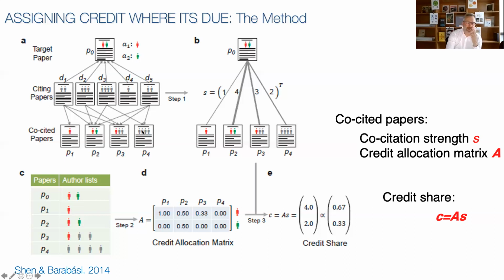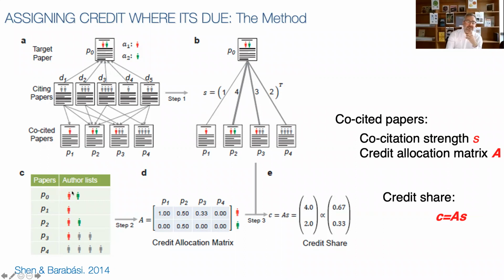And then, of course, they co-cited other papers that none of them was on. And using this idea, we can actually go ahead and get the weight of how much each author gets, which eventually turned into a compact matrix formula, which is over here. The credit share is a matrix times this particular vector that you get over here.